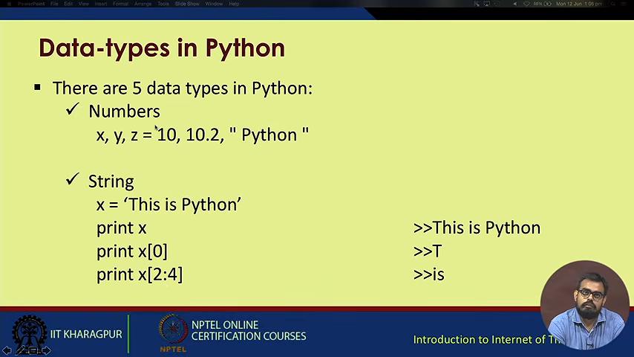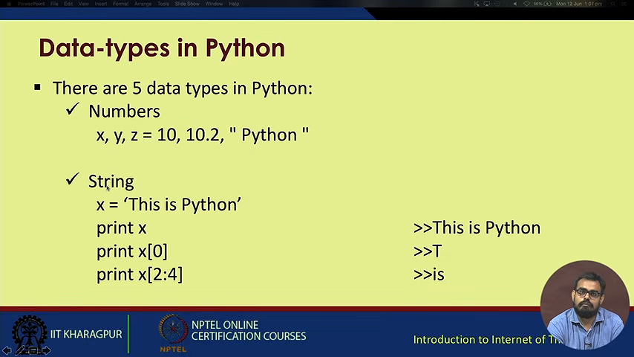So there are 5 data types in Python. Numbers: you have x, y, z equal to, you assign 10, 10.2, then you write Python. So x will be assigned as 10, y will be assigned as 10.2, and z will be assigned as Python. Remember, this x has been assigned with an integer value, y has been assigned with a floating type value, and z has been assigned with a string, right?